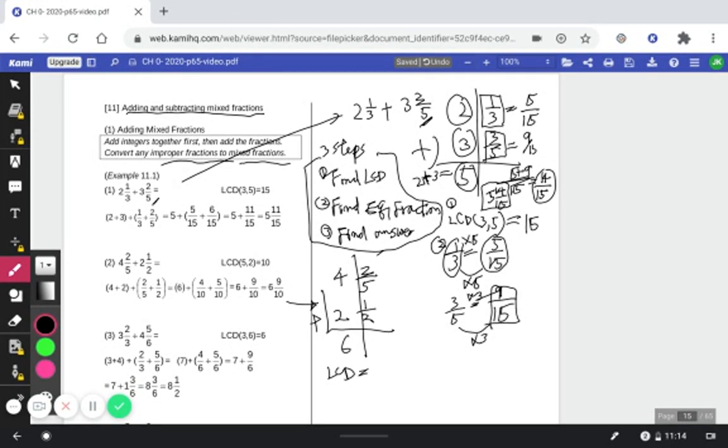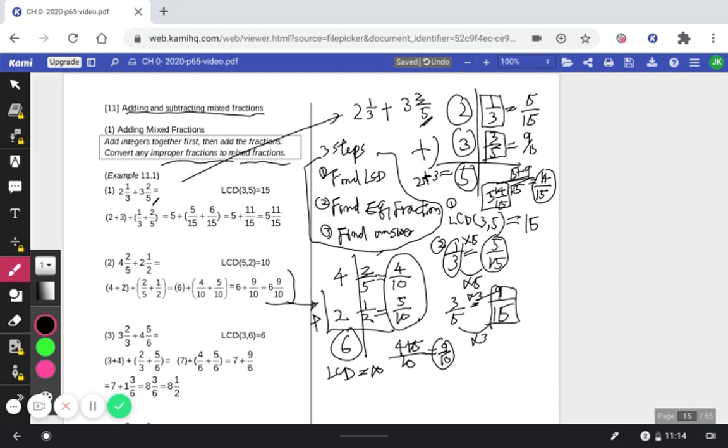Because 5 times 2 is 10. So you convert this one in terms of tenths and convert the other one in terms of tenths. So it becomes 4/10, and the other becomes 5/10. Now you are adding these two together, 4/10 plus 5/10 is 9/10. So the final answer becomes 6 and 9/10. Does this make sense?